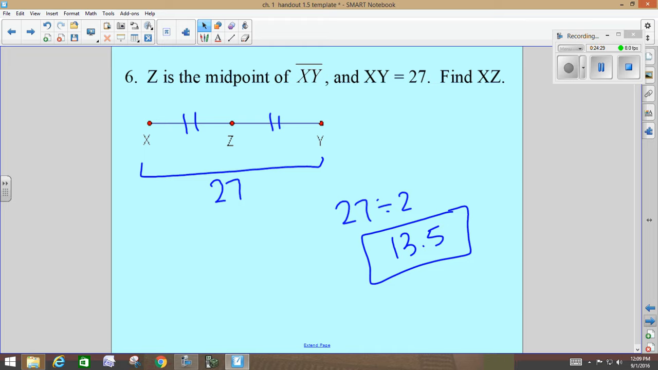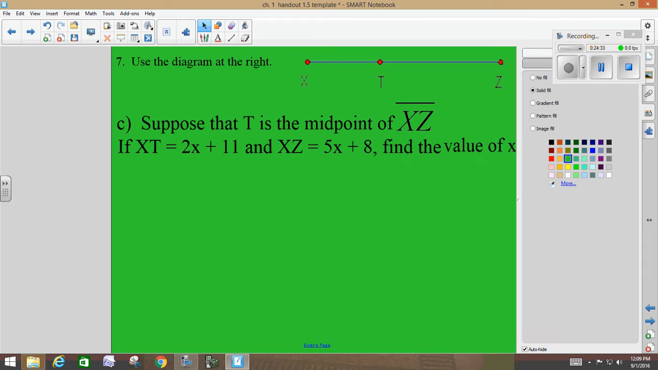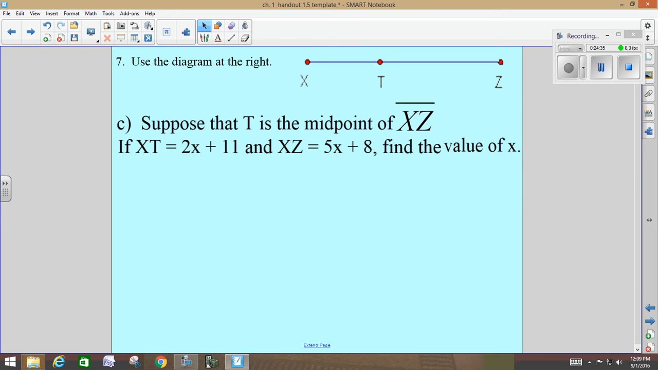All right, we're going to go down to 7, part C. Okay, it says, suppose that T is the midpoint. Do you see how I have the word suppose there? Because when you look at the picture, does it look like T is in the middle? No, so that's what that word suppose is telling us, that it doesn't look like it, but I want it to be the midpoint.